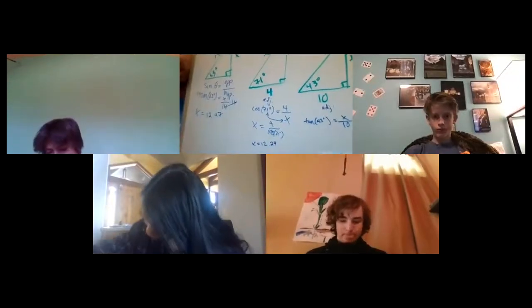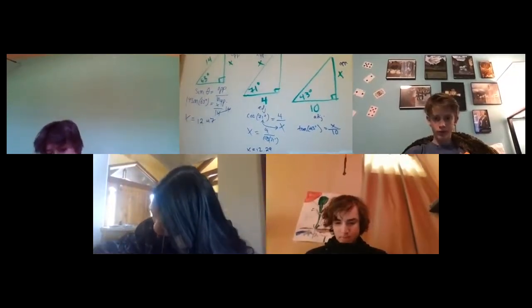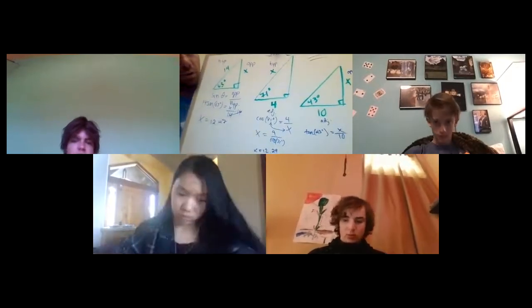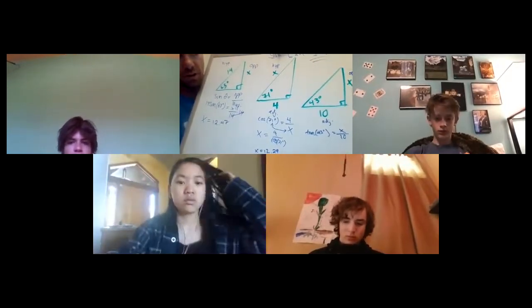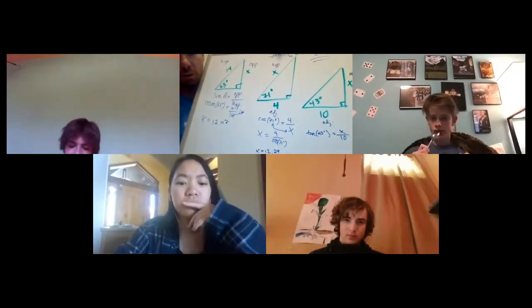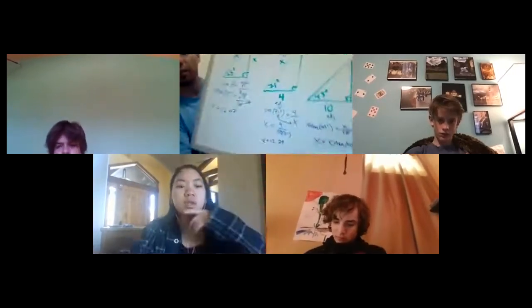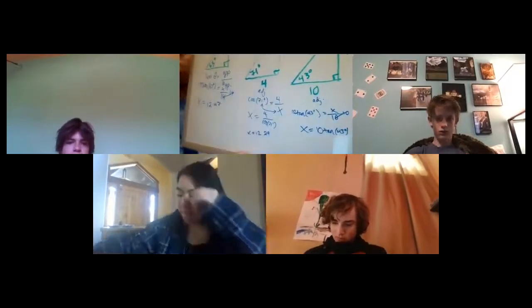So I set it up as tan of 41 equals x over 10. One simple little step to get rid of the 10 and get x by itself is to multiply both sides by 10. The 10s cancel. x is just going to be 10 tan 43. Type that into the calculator. Like we expected, about 9.33 I'm getting.